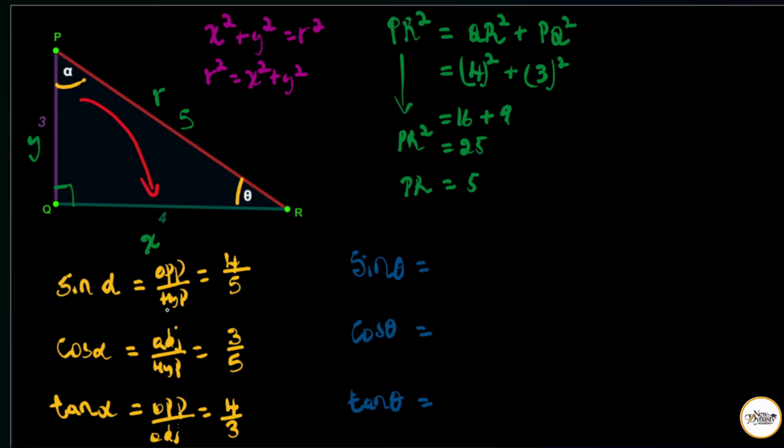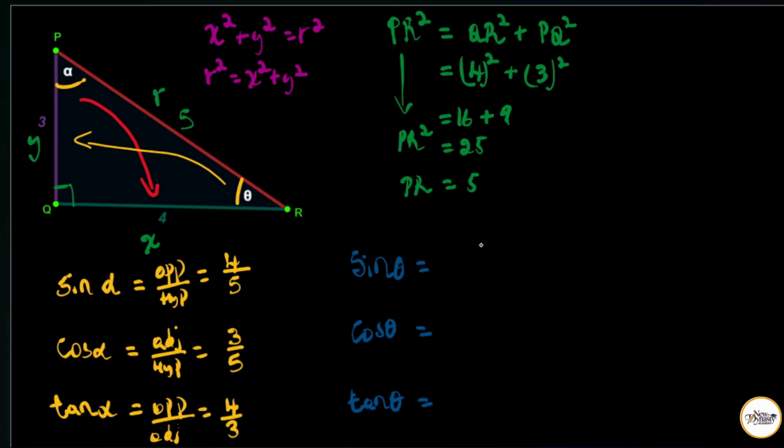So I'm not going to define them in terms of opposite, adjacent, and hypotenuse. I'm just going to use the sides, which are 3, 4, and 5. So according to this angle theta, the side that is opposite is that one, which is 3. And you can see that this angle theta is adjacent to side 4. And I said that your r, which is the hypotenuse, is always fixed.